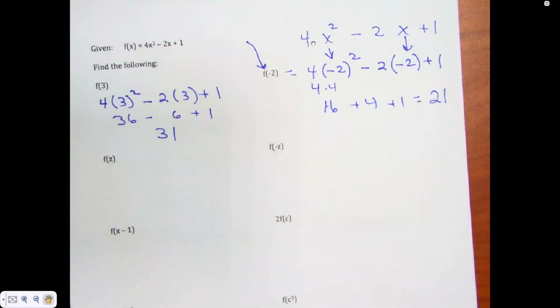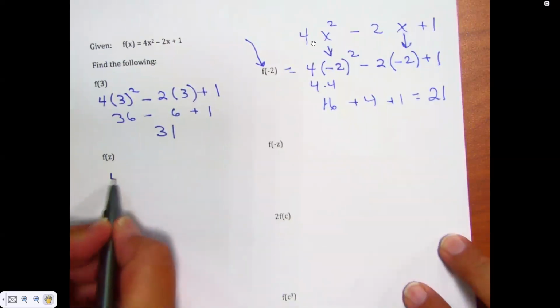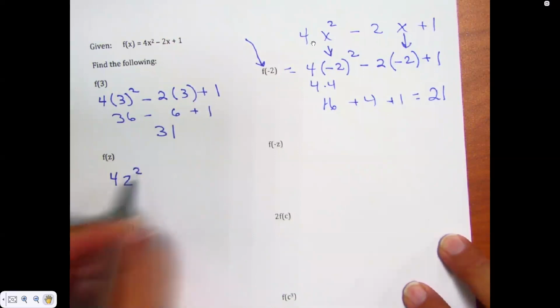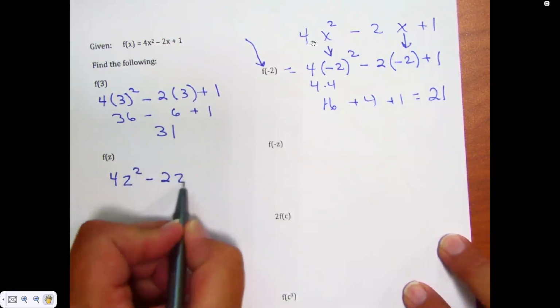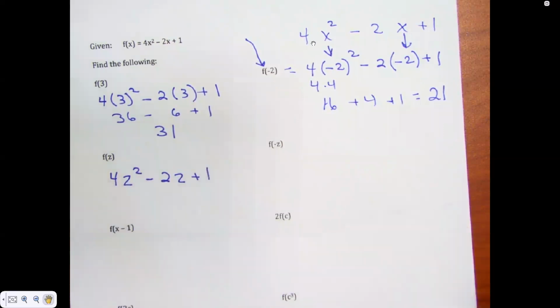All right, what's the next one asking? Instead of an X, write a Z. That's all you have to do. So it is going to be 4z squared minus 2z plus 1. That's all they want you to understand. Whatever's in the parentheses replaces the X. Whatever's in the parentheses replaces the x.